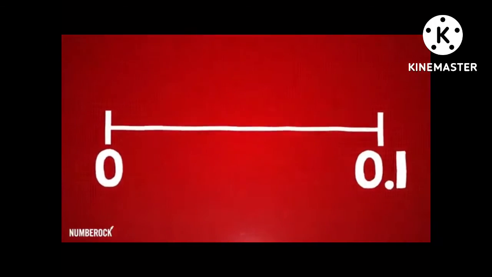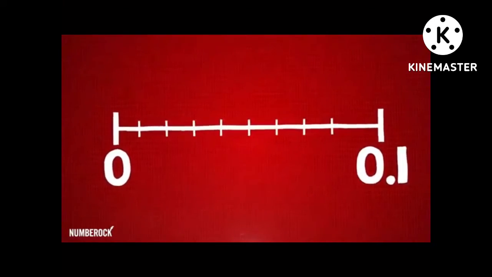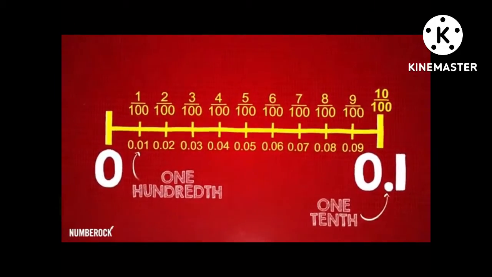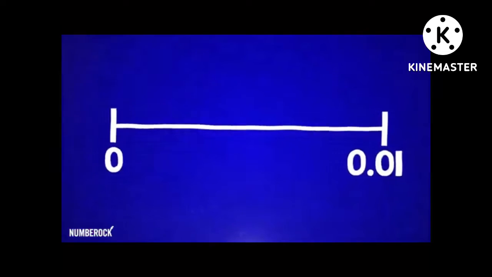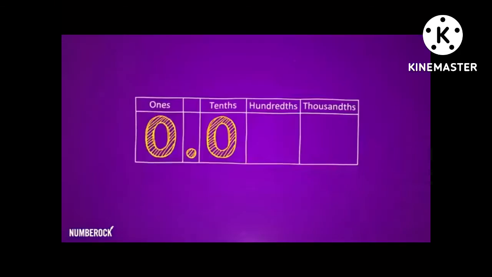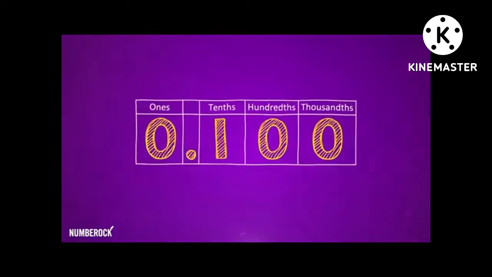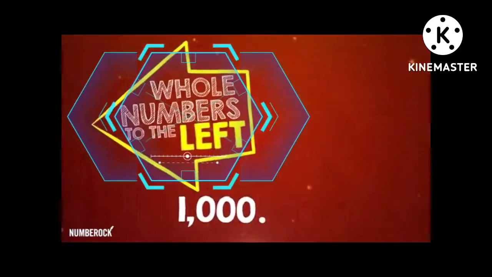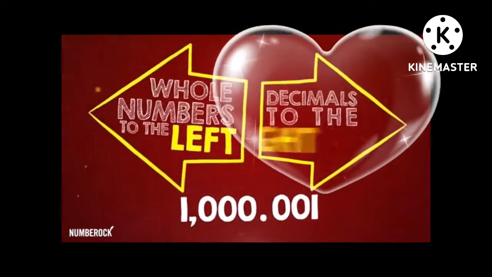Let's see what happens as the place value decreases, and 1/10 is divided into 10 equal pieces. We get a hundredth written as 0.01, and 10 of these make a tenth, but we're not done. Split a hundredth into 10 parts, and we'll get a thousandth, the smallest value we've seen yet. 10 thousandths make a hundredth, 100 make a tenth, 1,000 thousandths make 1 whole. Isn't it brilliant? Whole numbers to the left, decimals to the right.